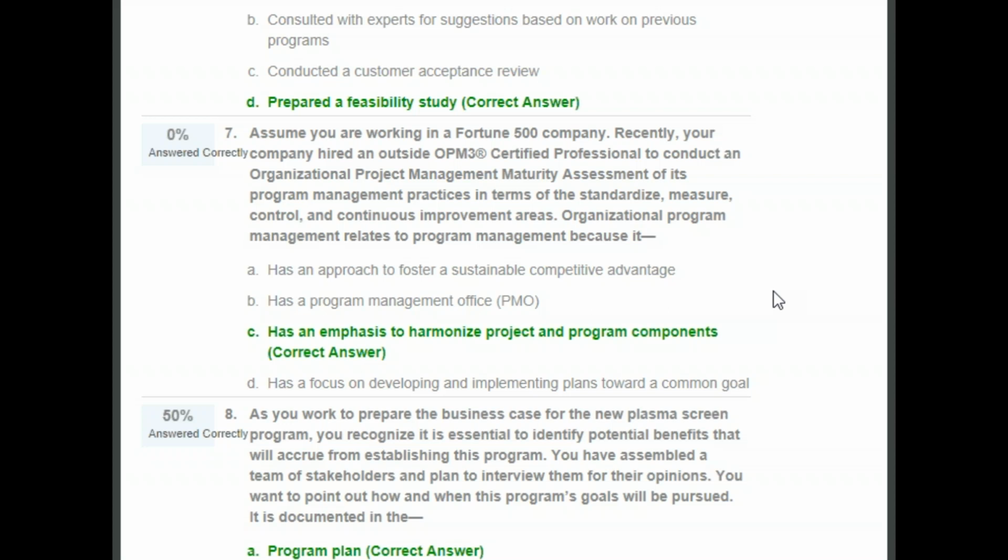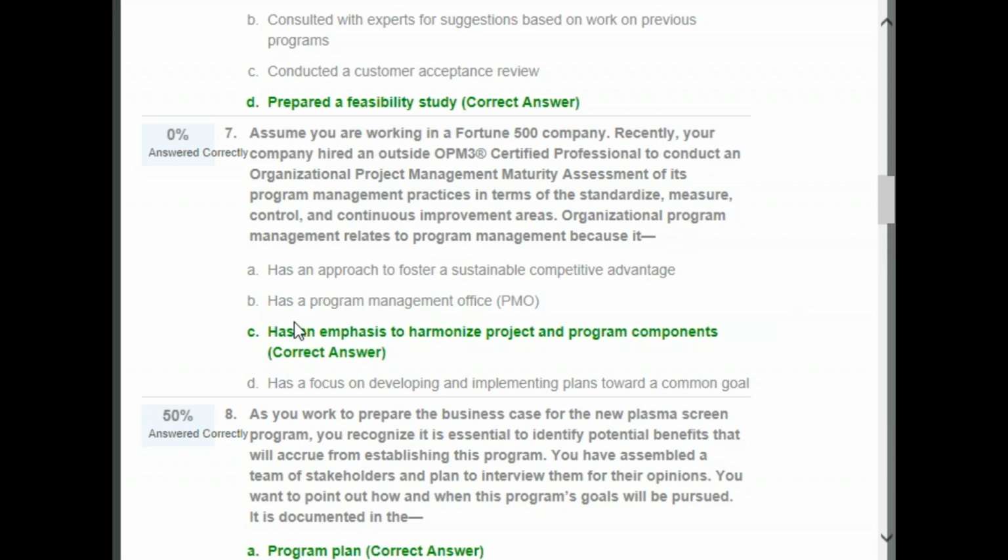Organizational project management is a strategy execution framework that uses project, program, and portfolio management, and organizational enablers to predictably and consistently deliver organizational strategy. In program management, the emphasis is to harmonize project and program components and control interdependencies to realize benefits.